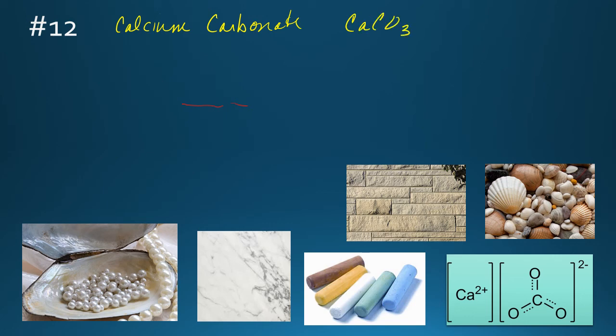Now, pause the video and see if you can find the molar mass of calcium carbonate on your own. I came up with a molar mass of 100.09 grams per mole. If you're not sure how I did that, make sure you put a note on your packet and talk to me about it later.